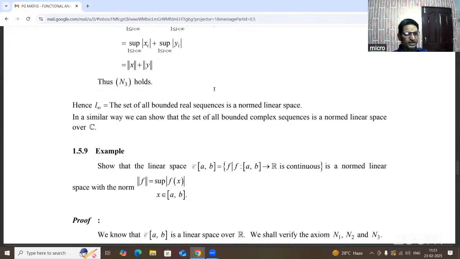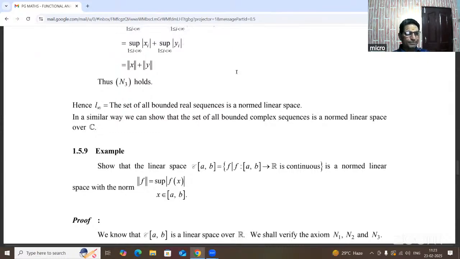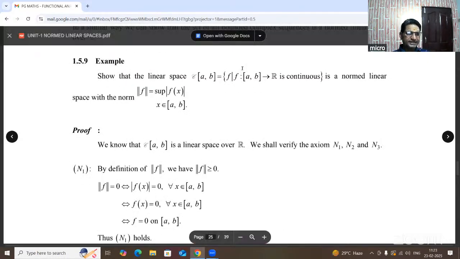Don't forget this one. Throughout the L infinity expression, see how to derive the normed linear space for the real sequences and complex numbers. That is one of the finished examples, 1.5.8. See this one, 1.5.9.